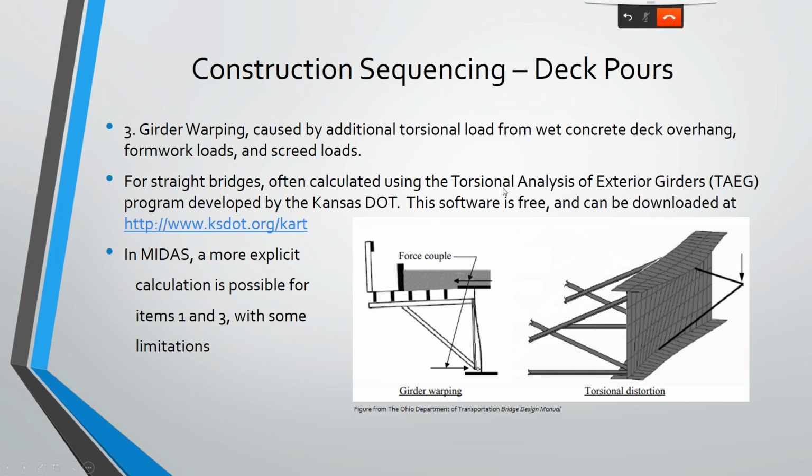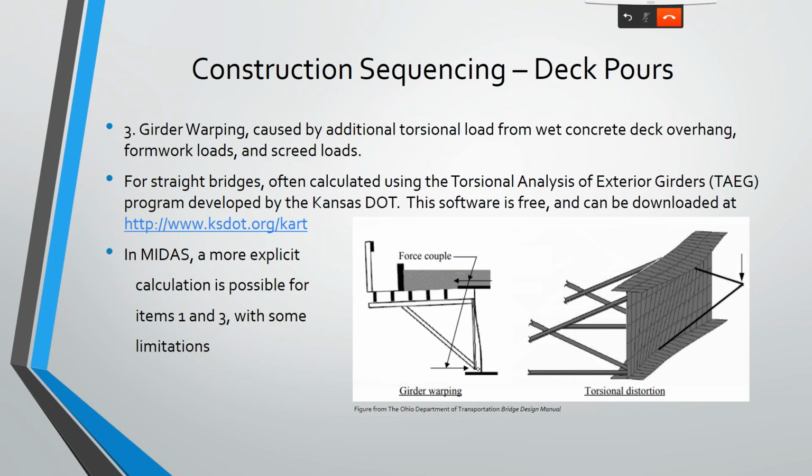For straight bridges, you often calculate this using torsional analysis of exterior girders. At least that's what I use. TAG is kind of a common name for it. This was developed by Kansas DOT. It's freeware. It can be downloaded at this website. And it will do all of these analyses for girder warping, for the oil canning, and for the superstructure distortion as a straight girder line for you. It's a pretty quick thing to run.